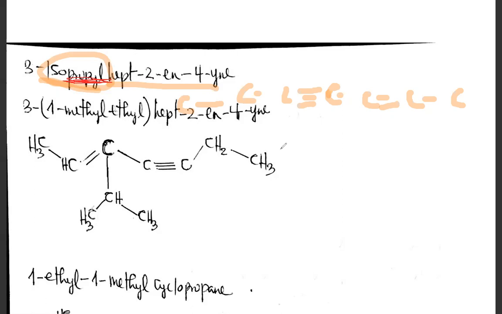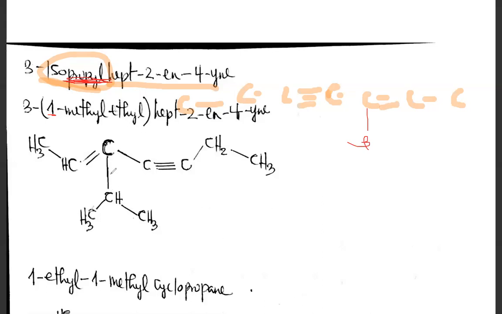So now where is the propyl bonded, or where is the substituent? The substituent is at position number 3. So this is 1, this is 2, and number 3. We have a substituent, so we call this substituent beta. The substituent beta is isopropyl. Isopropyl, according to IUPAC, is called a methyl ethyl. So this is how you do it.